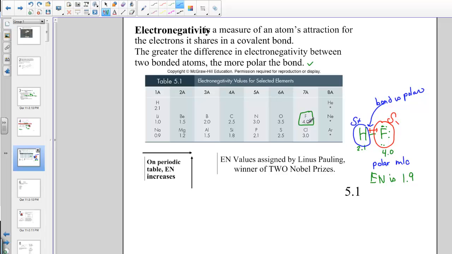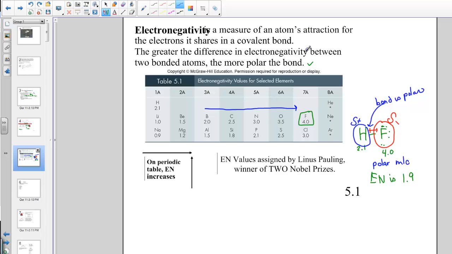Fluorine is the strongest of strong nonmetals, the most electronegative element there is. The closer you are to fluorine, the more electronegative you are. So electronegativity increases as you go across the row towards fluorine, and it decreases as you go down a column because atoms are getting bigger and bigger. So the closer you are to fluorine, the smaller you are, the more electronegative you are.